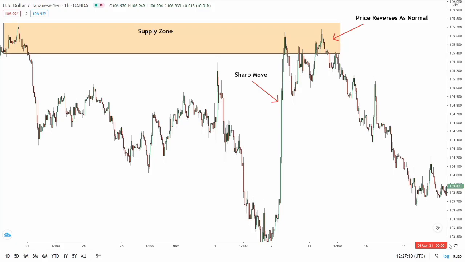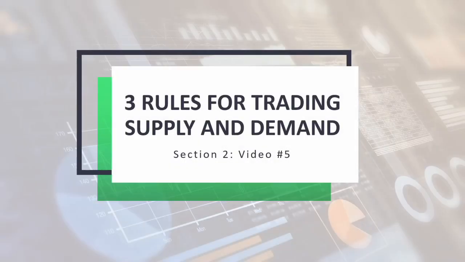So those are the 3 key rules you should always follow when trading supply and demand. There are others which are more guidelines rather than stone cold rules, but these are the 3 key ones you must follow. Write these down somewhere or make a note of them. They may seem simple, but believe me, they'll save you a ton of time, not to mention a lot of money.